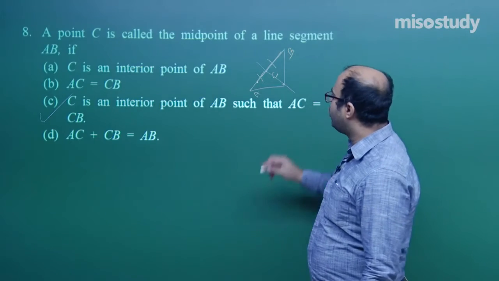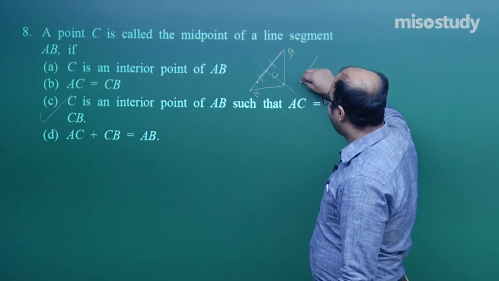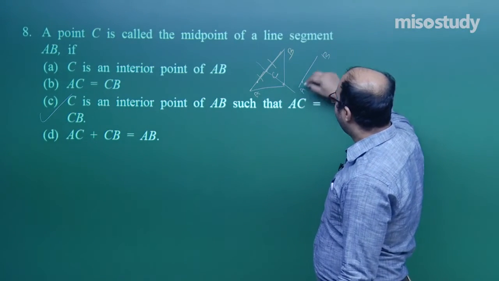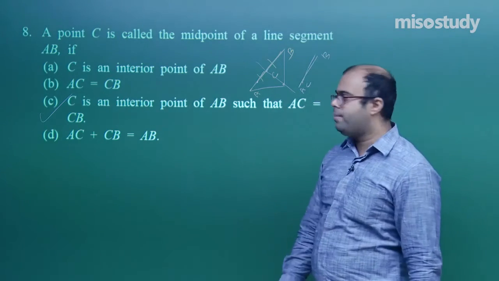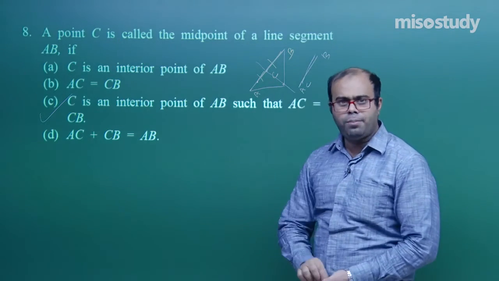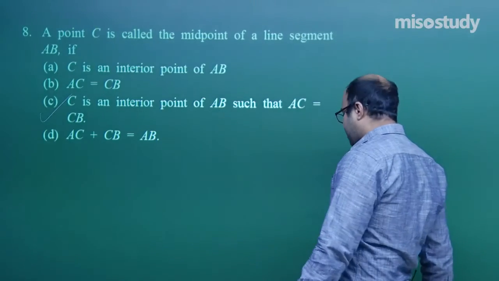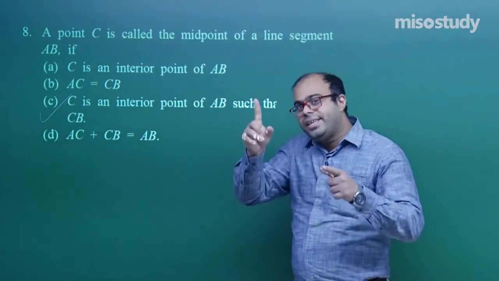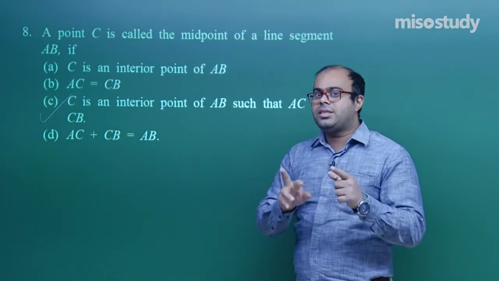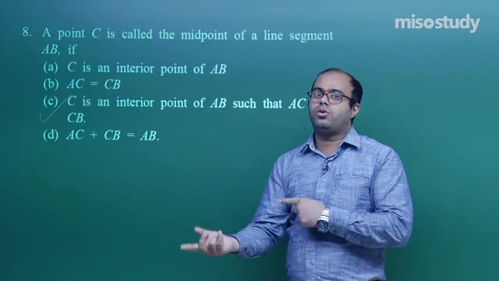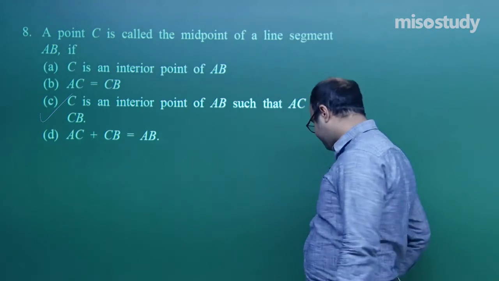AC plus CB equal to AB is also not enough. We take C here, A here, B here, AC plus CB is equal to AB, but of course, C is not the midpoint. So, for a point to be the midpoint of a line segment, it should be an interior point and the distance from one end should be equal to the distance from the other end.